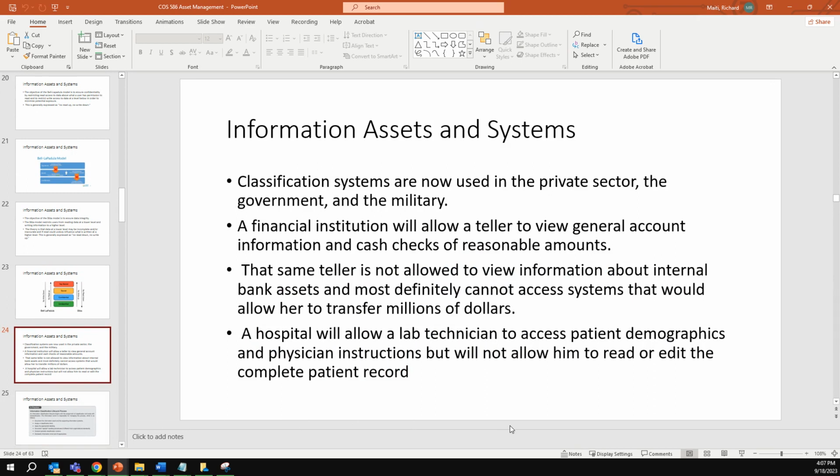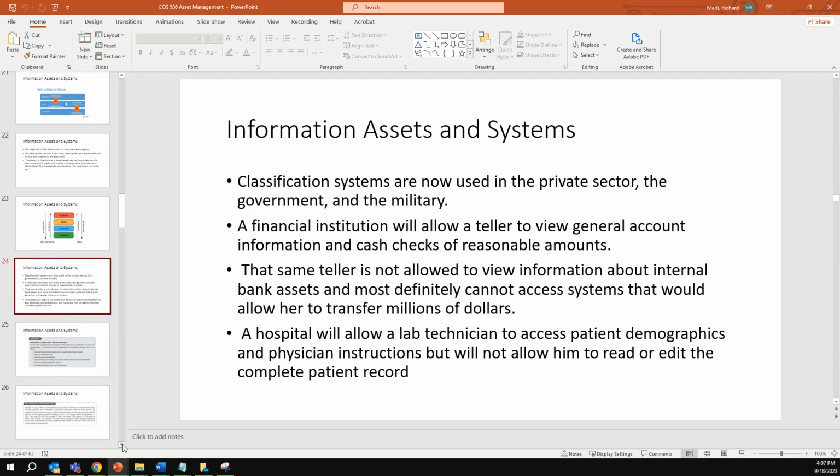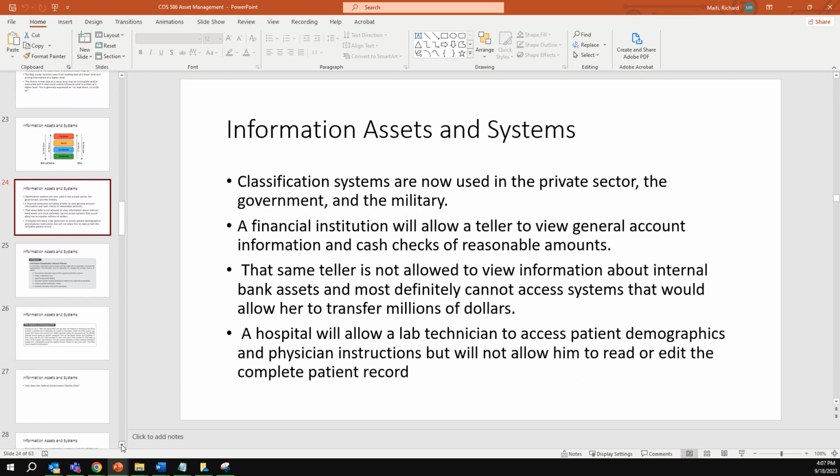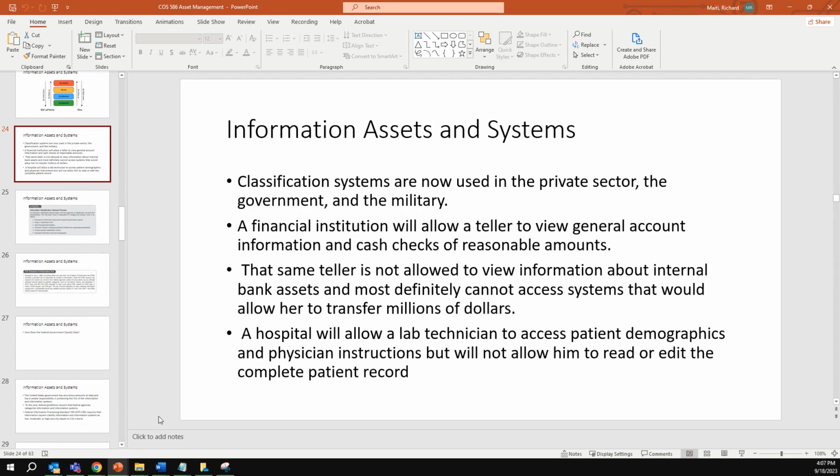These types of classification systems are used in the private sector now. A financial institution will allow a teller to view general account information and cash a check for a reasonable amount. A lot of times you'll go to a teller and they'll say, I only have this limit. If you have a big check, they need access to deposit that check. There are also view restrictions and so forth.